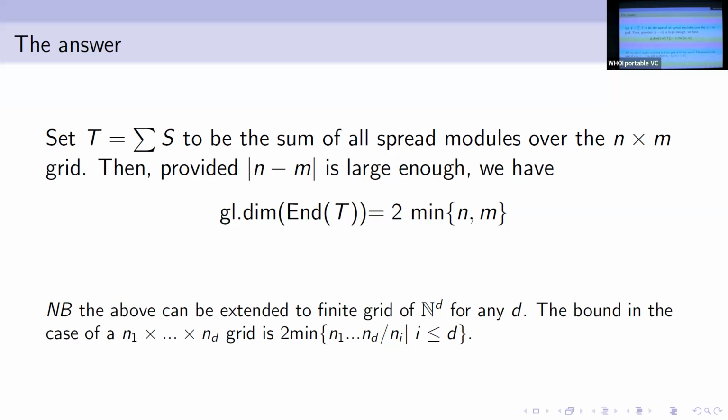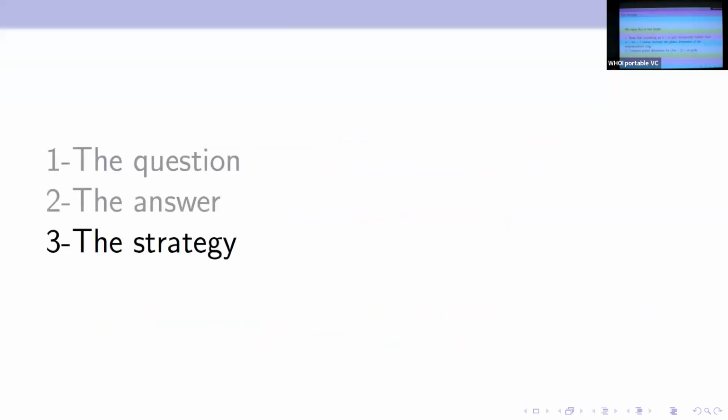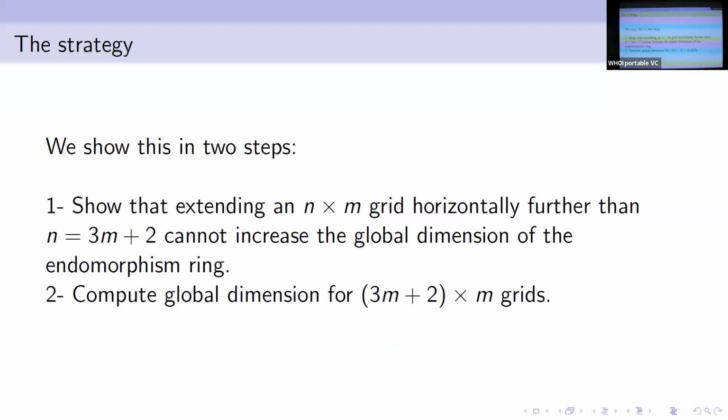I'll talk about the generalization if I have the time in the end, but essentially we can go to higher dimensional grids and it still works. So there are two steps to this argument. First, we show that if we fix the height and increase the length as much as we want, after a certain point, it cannot grow any longer. That point is 3m plus 2. Actually, it's smaller than that, but the argument is simple for 3m plus 2. And the second step is to compute what happens before it stops growing.